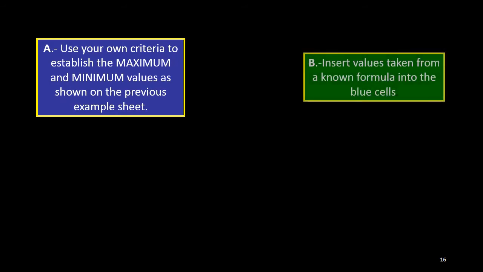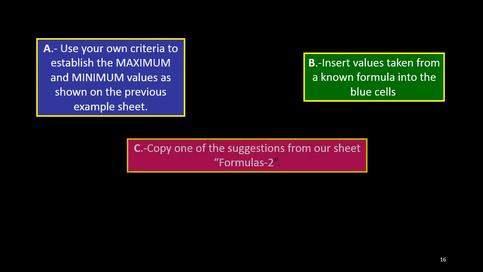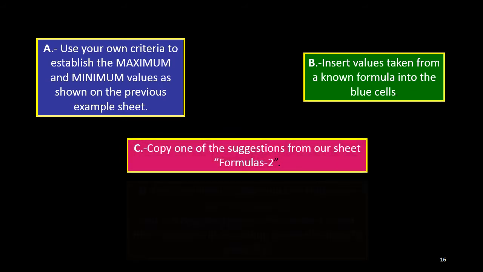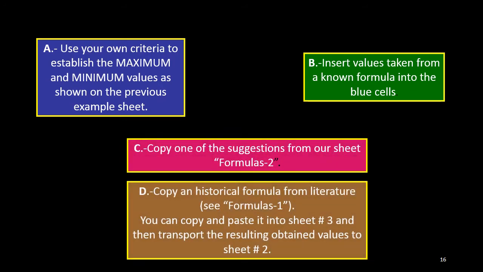There are at least 4 options for the selection of the values for insertion into the blue cells. A. Use your own criteria to establish the maximum and minimum values as shown on the previous example sheet. B. Insert values into the blue cells taken from a known formula. C. Copy one of the suggestions from our sheet formulas. D. Copy a historical formula from literature.